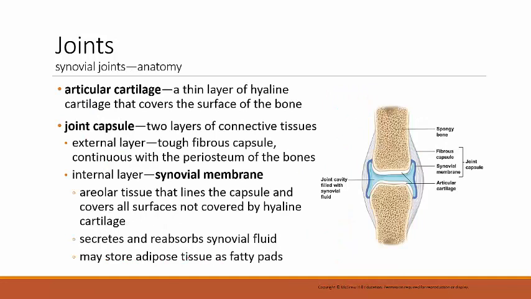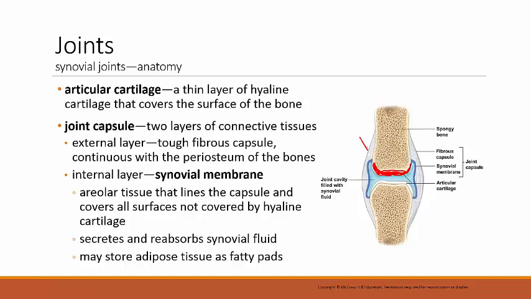So let's look at the anatomy then of a synovial joint. The articular cartilage is the layer of cartilage that remains even after the bone is fully ossified, that provides a nice, smooth, very slick surface that covers the bone, so that even if the bones were to come into contact with each other, they should have that very slick surface so that they would slide easily past each other. The joint capsule is two layers of connective tissues.